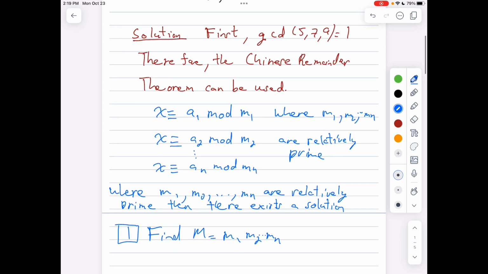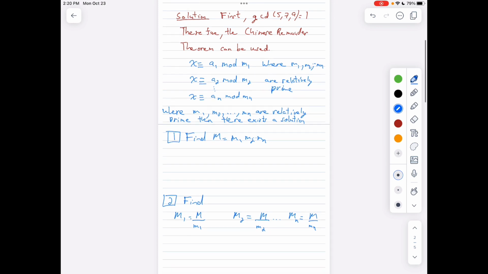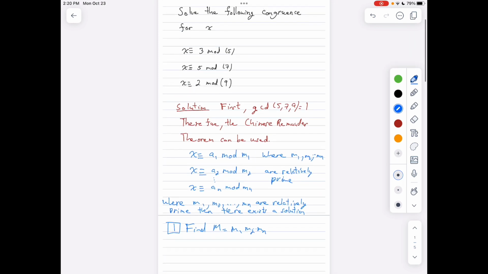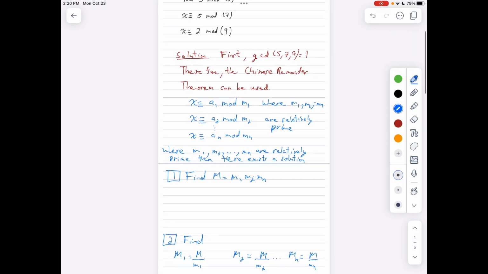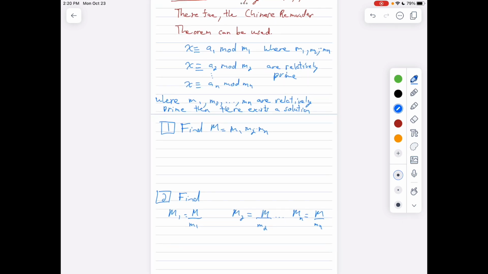All right, so the Chinese Remainder Theorem basically says if you have a series of congruences, x is congruent to a1 mod m1, x is congruent to a2 mod m2, etc., and all these integers m1, m2, and so on are relatively prime, then there exists a solution to that system of congruences, okay? So how do I find that solution? It's a matter of doing some steps.